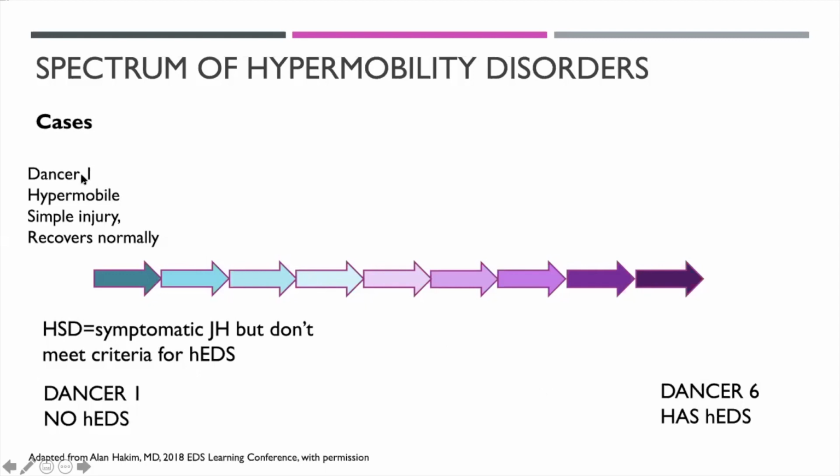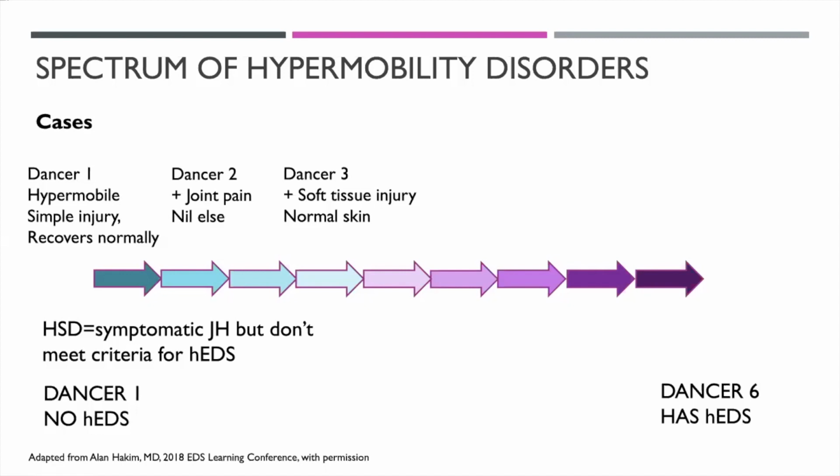So if we start with dancer 1, who is hypermobile and does get some injuries, but recovers normally, and we place that first dancer on the far left. Dancer 2 has the same hypermobility as dancer 1 and simple injury, but they also have joint pain, but nothing else. Dancer 3 has the same features as dancer 1 and 2, but in addition, this dancer also has some soft tissue injuries that are occurring a little bit more commonly, but they have normal skin.